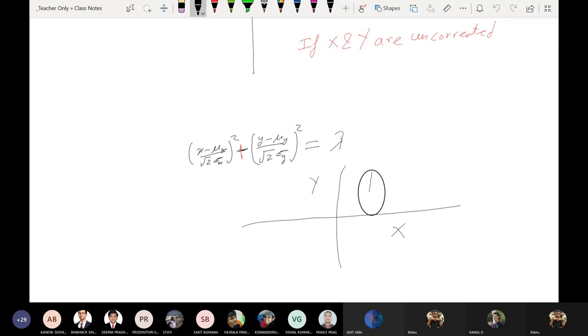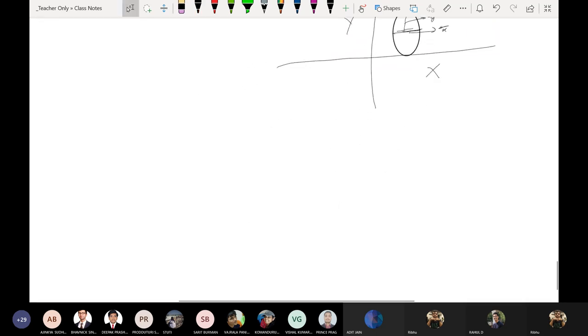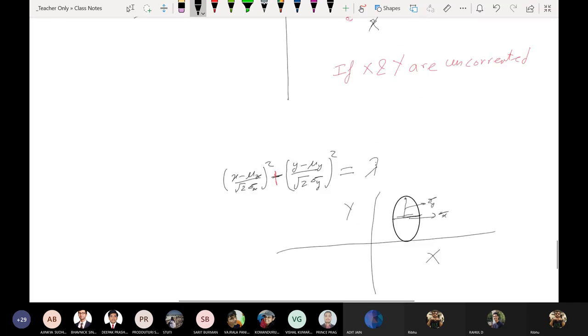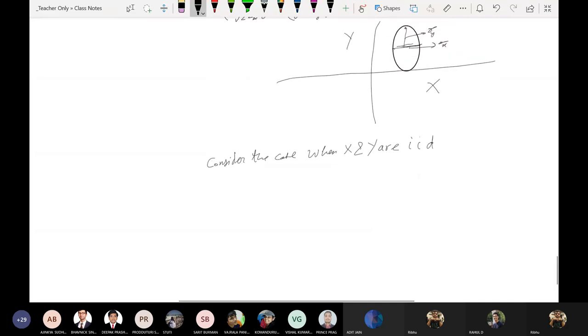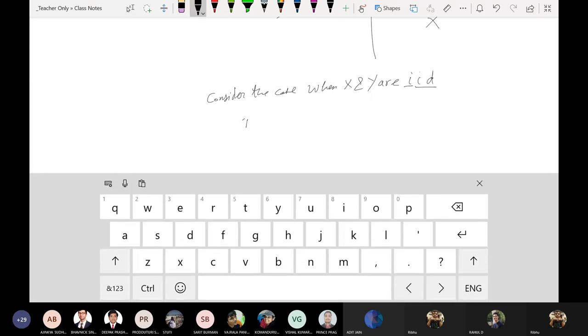So this is simply sigma y. This is sigma x. And the center of the ellipse is mu x plus j mu y. Fine? Now consider the case when X and Y are IID. IID means independent and identically distributed. So it would be a circle, I guess. Yes.